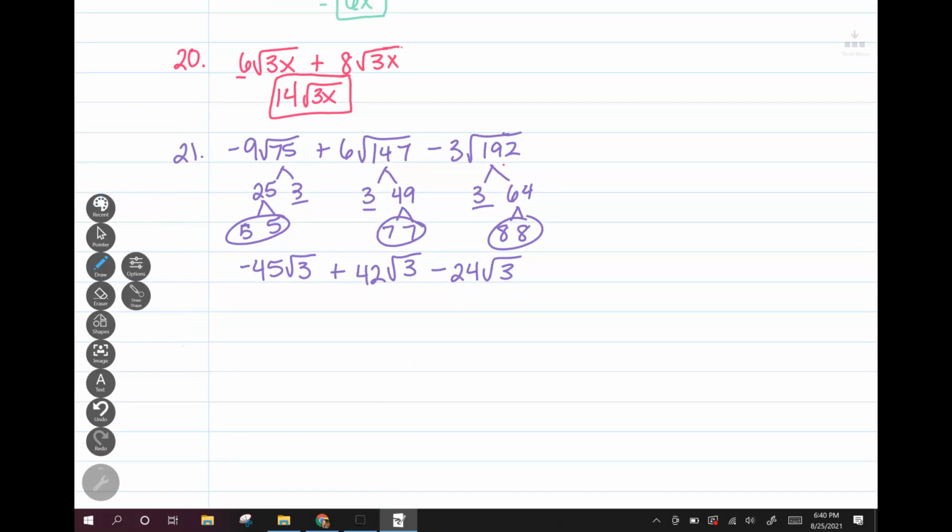All right, so these are all like terms. They all have square root of 3. So just add the coefficients together. You should get negative 27. Okay, add the 3 coefficients and then square root of 3.